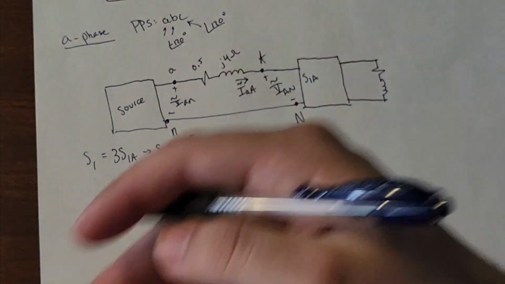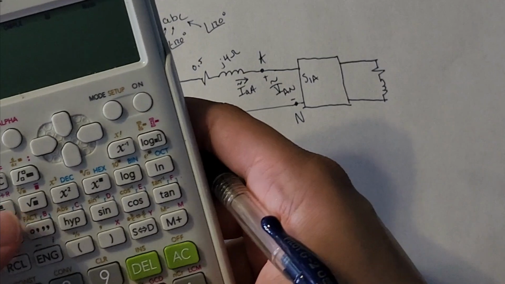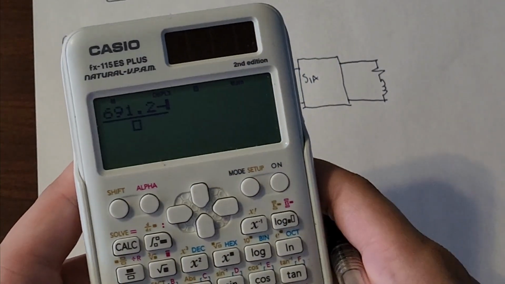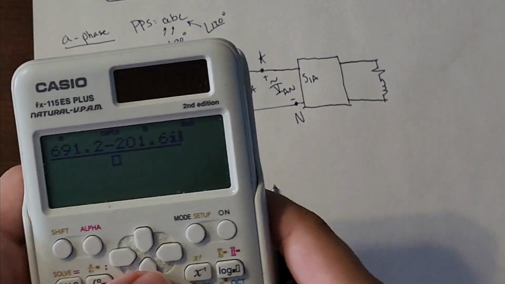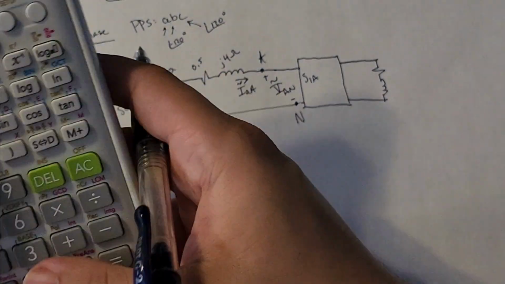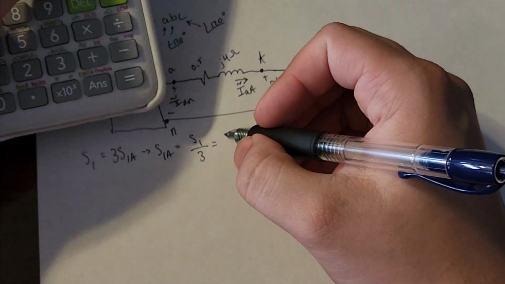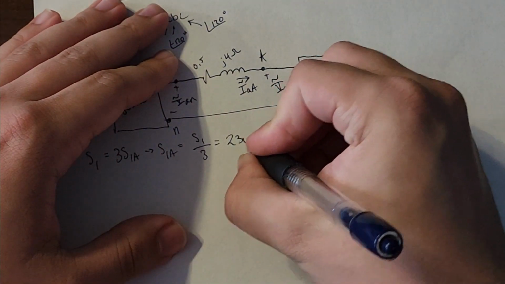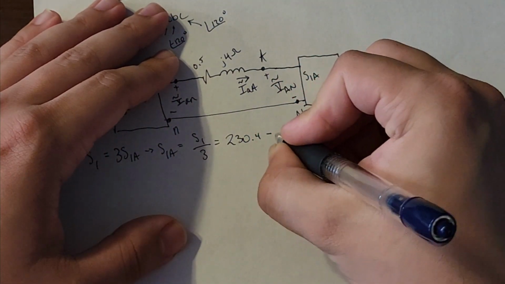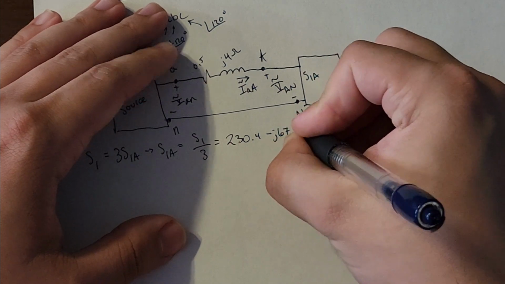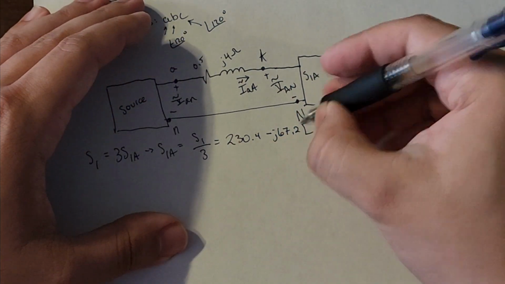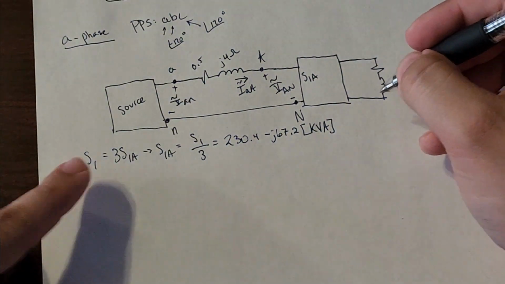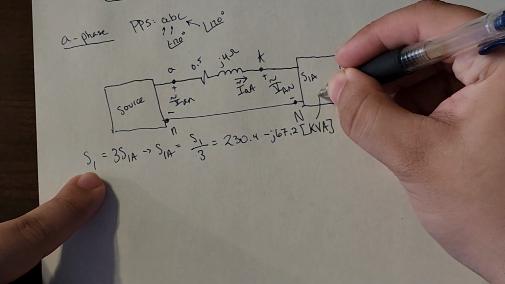And from that, we should get 691.2 minus j201.6 divided by 3. And what we get is 230.4 minus j67.2. And this is in what? kVA, kilovolt amps, still. Okay, so this is right here. This goes right here.